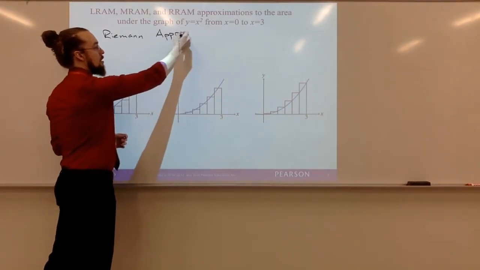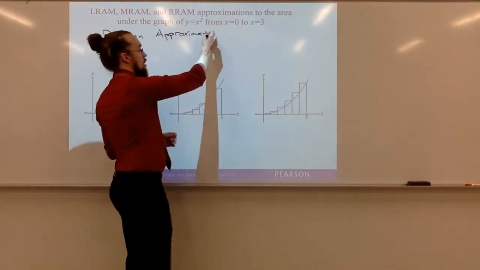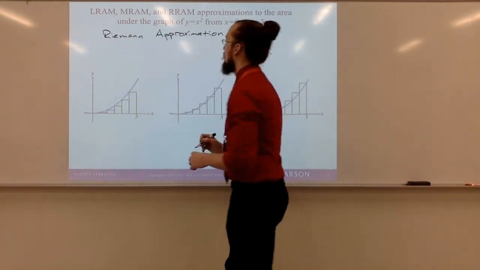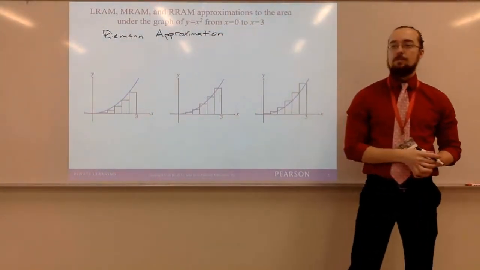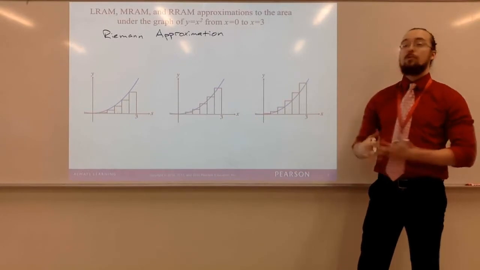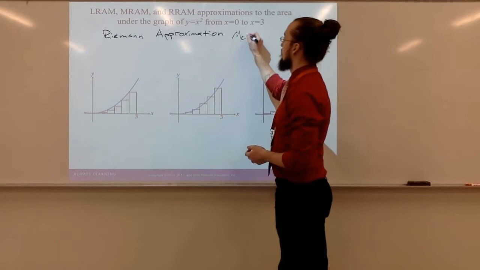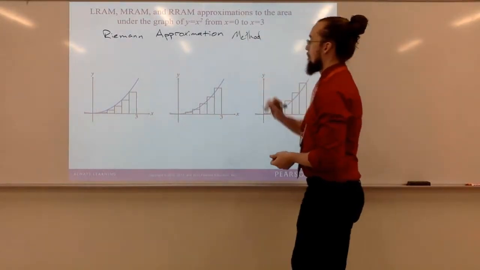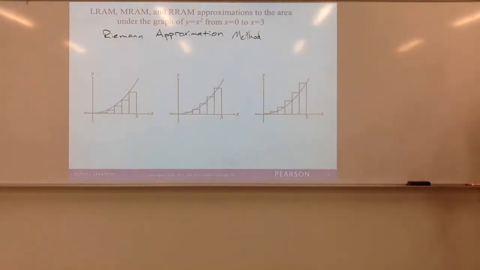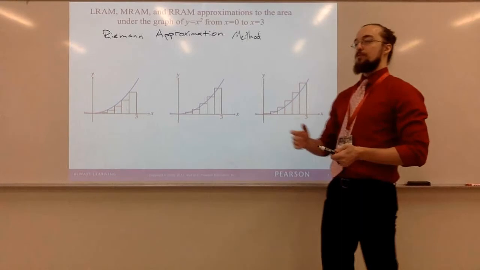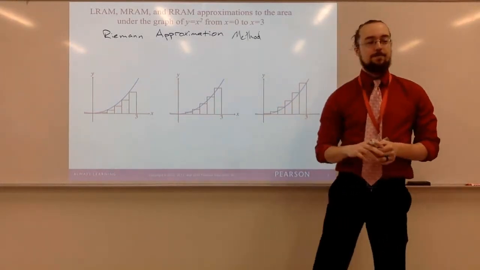We have to know what it means, because sometimes questions will just say, find the Riemann approximation. RAM stands for Riemann approximation method. Then the L, M, and R just stand for left, middle, and right.